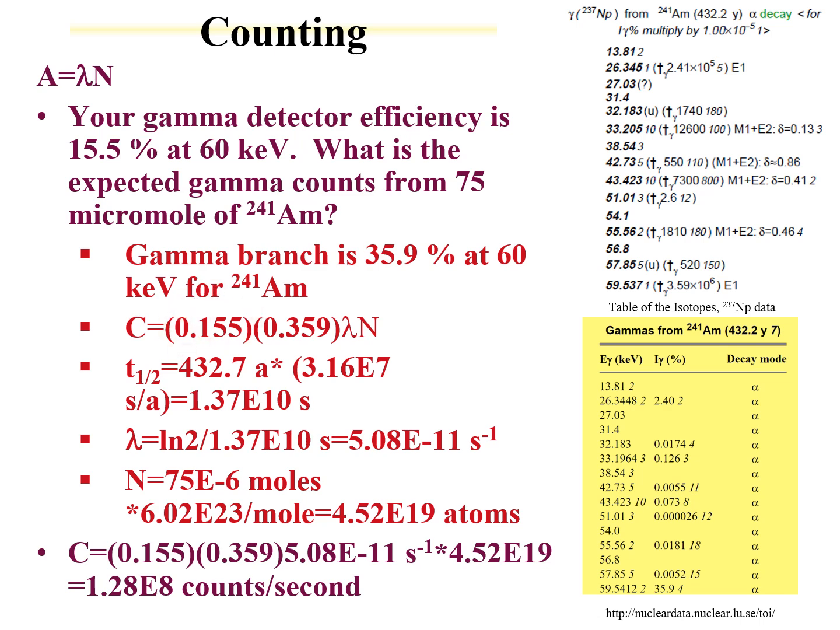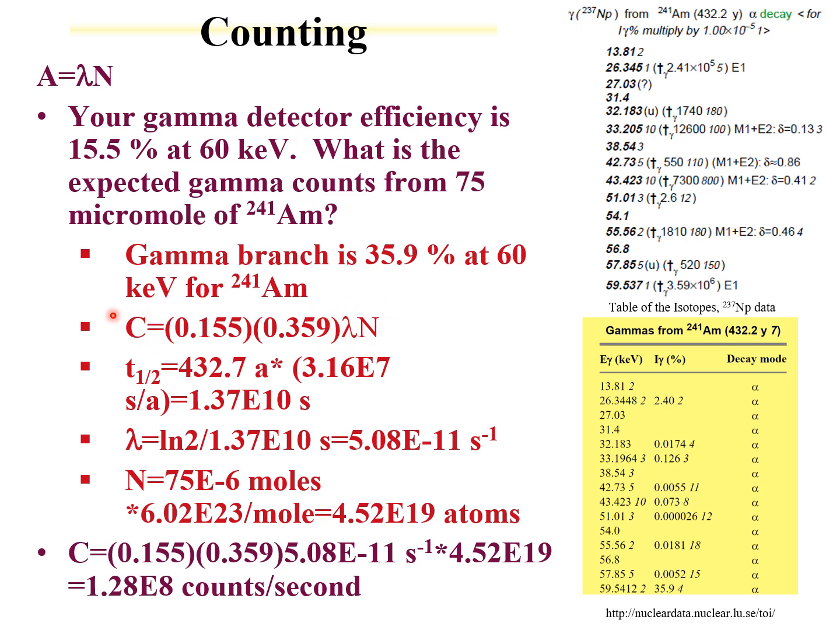Multiply it by the gamma branching. So in other words, for every time americium decays, 35.9% of the time this photon appears. When that photon appears, I only see it in the detector 15.5% of the time. Then I use my lambda N. That's equal to my counts.